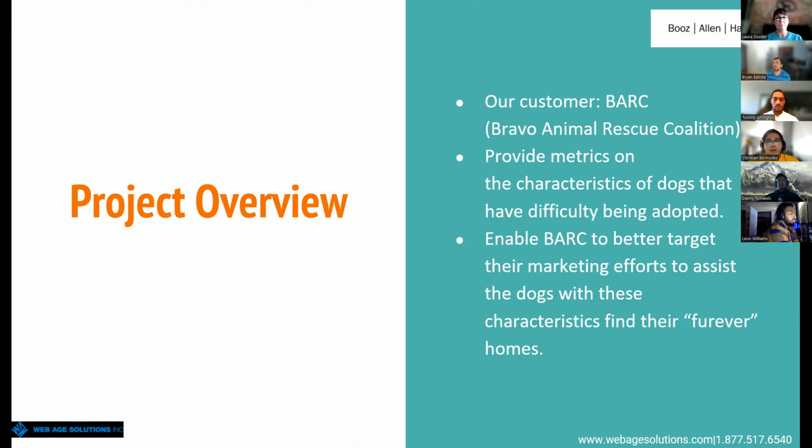All right, so now for our project overview. Our customer is BARK, Bravo Animal Rescue Coalition. And what we wanted to do for BARK is provide the metrics for characteristics of dogs that are being adopted and having a difficult time being adopted. By providing metrics, what we mean is we're going to provide breed and age within these dogs, and we're going to show which breeds are being adopted more and what's the age of these said breeds.